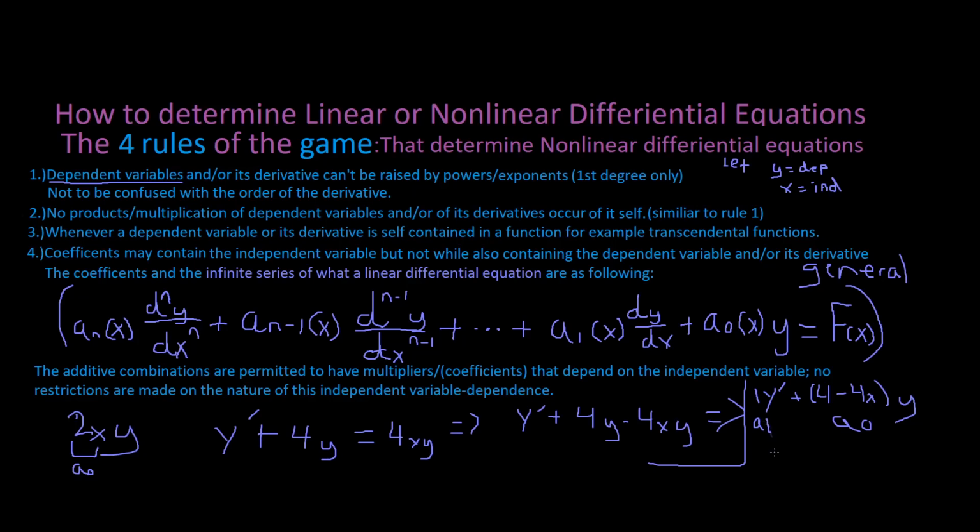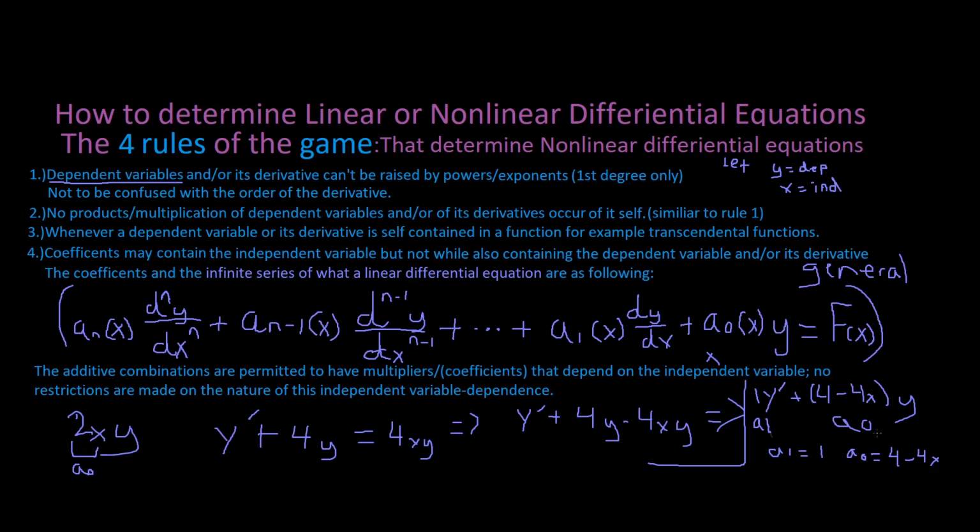And so this says a sub 1, which is our constant, right? So a sub 1 equals 1, and a sub naught will equal 4 minus 4x. And so this satisfies our fourth rule or definition. The additive combinations are permitted to have multipliers or coefficients that depend on the independent variable, which is x. No restrictions are made on the nature of the independent variable dependence. And so you could clearly see why that means right here.